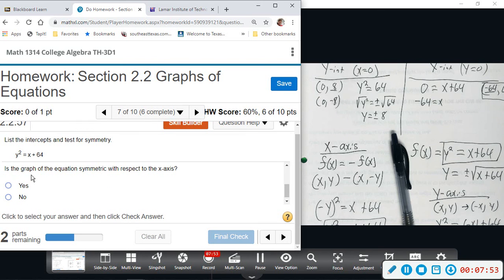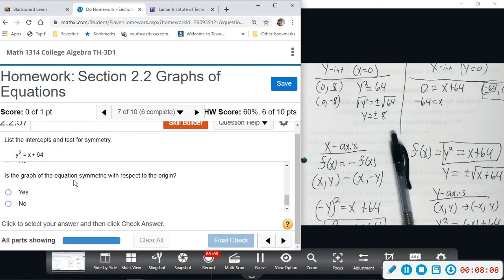All right. Is the graph of this equation symmetric with respect to the x-axis? Yes, it is. Is the graph symmetric with respect to the y-axis? No, it is not. And is the graph symmetric to the origin? No, it is not.